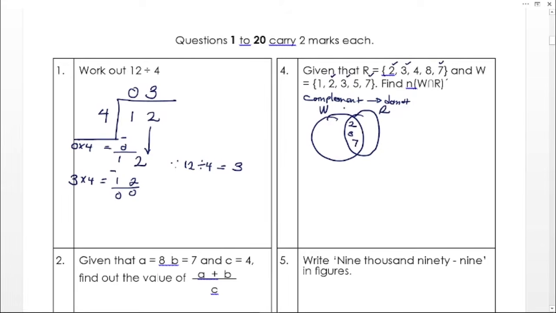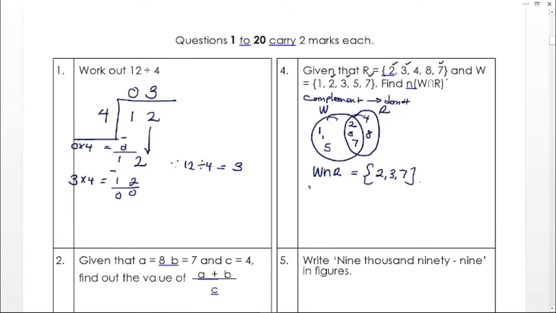Now what are the members that have remained? Therefore R only and W only. Set W has 1 and 5 only. Then set R, we are remaining with 4 and 8. So we are going to state the given set, that is R intersection W. What are those members there? There is a 2, a 3 and a 7.